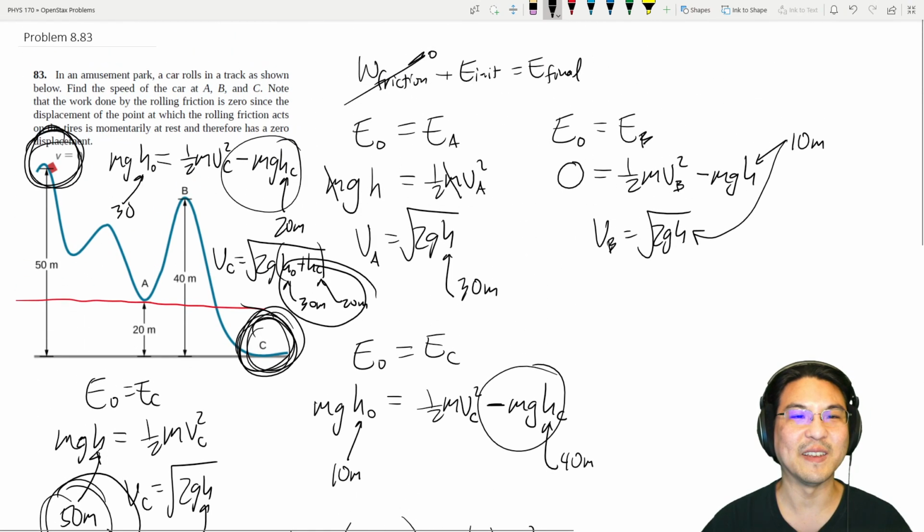So the point is, you can choose your datum wherever you want and you are correct.